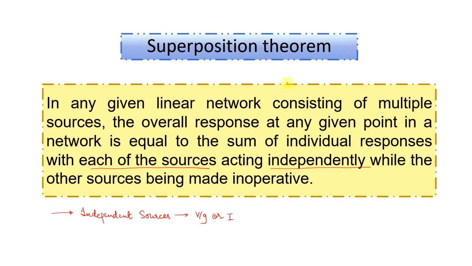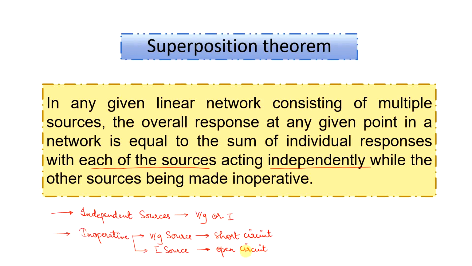So the superposition theorem is applicable only to independent voltage sources or current sources. That means you have to make them inoperative. That can be done only if the sources are independent, otherwise it is not possible. Now how to make it inoperative? If it is a voltage source, we consider it as a short circuit. If it is a current source, we consider it as an open circuit. So in any circuit, if you want to make the sources inoperative, make a voltage source a short circuit and a current source an open circuit.